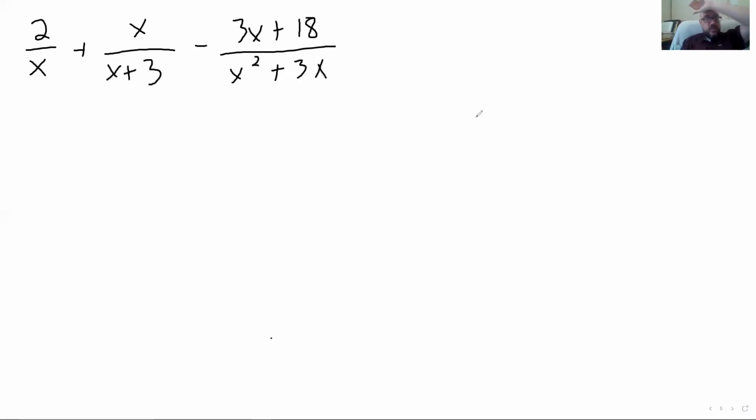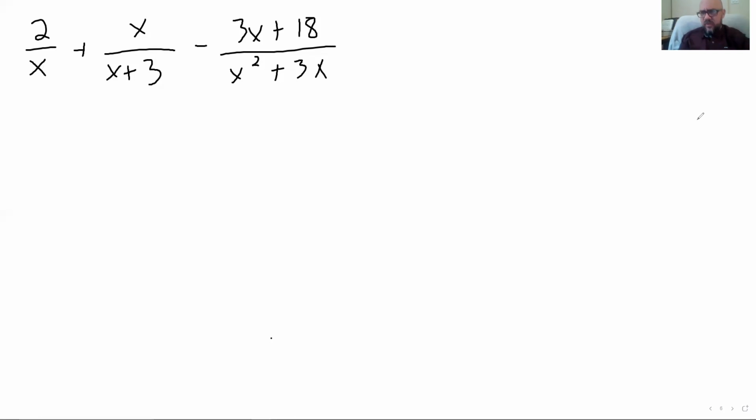All right. This looks messy-ish. This isn't so bad, actually. All right, so step 1, factor everything. Let's do that. So the only things to factor: 2 and x, no. X and x plus 3, no. 3x plus 18, I can factor a 3 out. And x squared plus 3x, I can factor an x out.